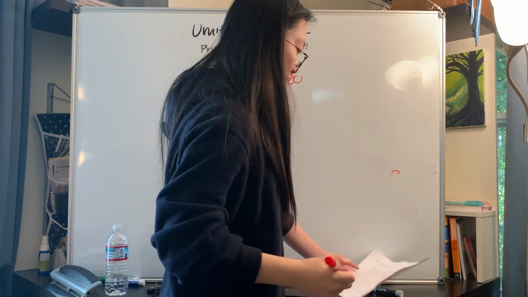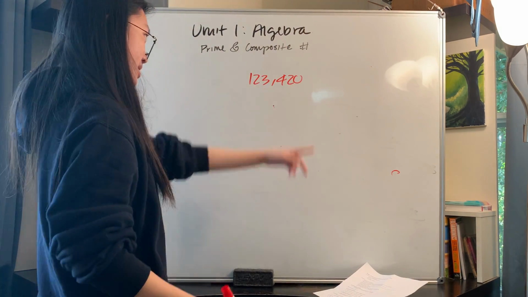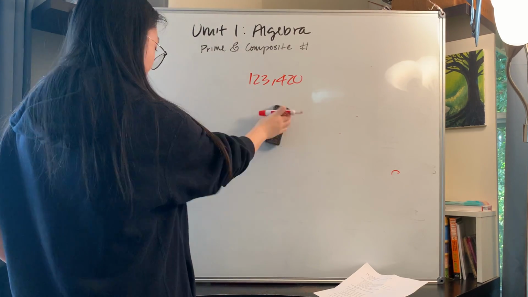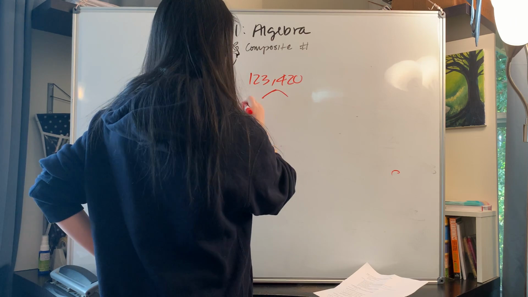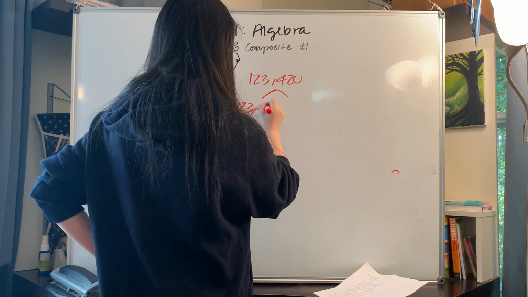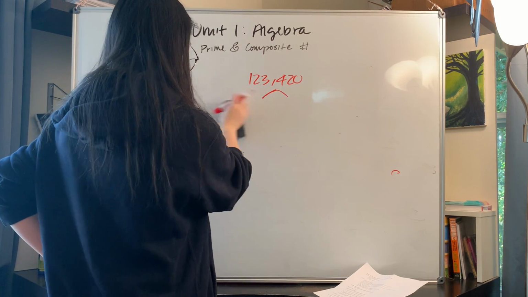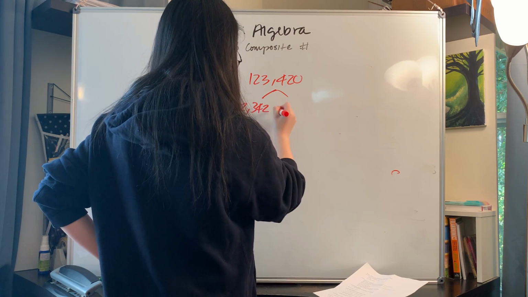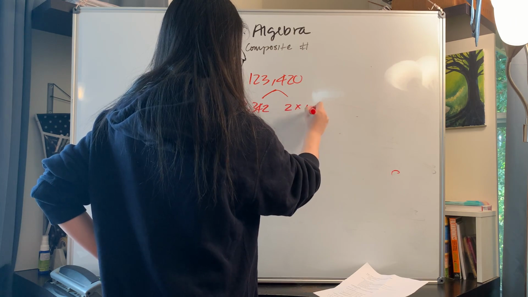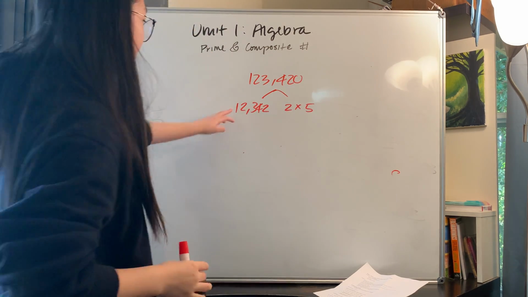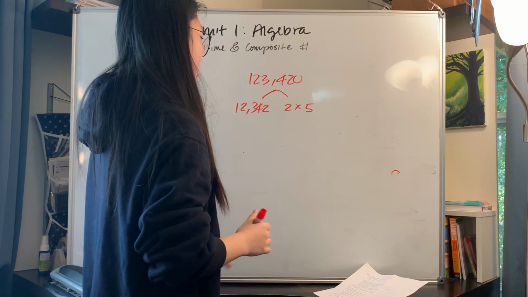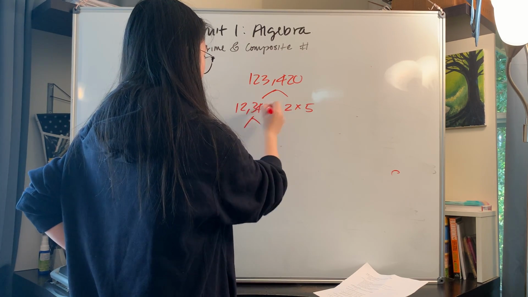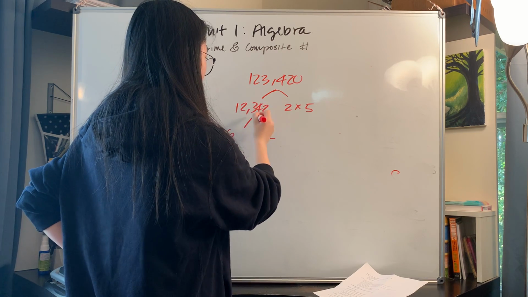Well, off the bat, you just see that it's divisible by 10. There's a 0 at the end, so we change that into... well, I'm going to draw a factorization tree. 12,342 times 2 times 5. Alright, when you look at this now, we know that it's also divisible by 2. So let's divide it by 2. We get 2 times 6,171.